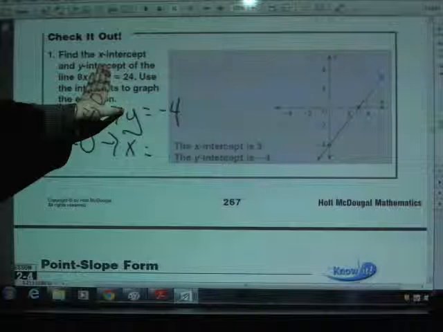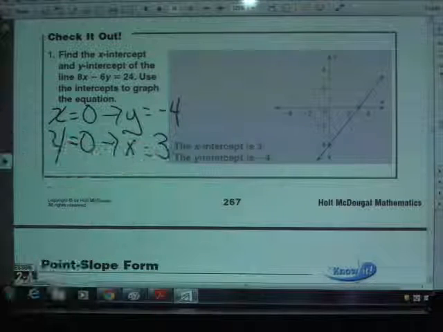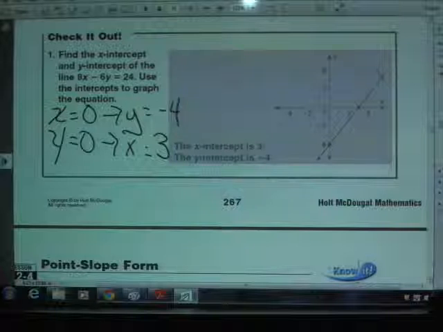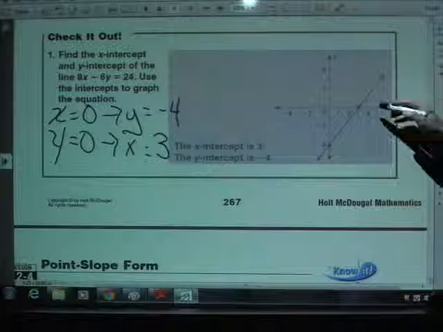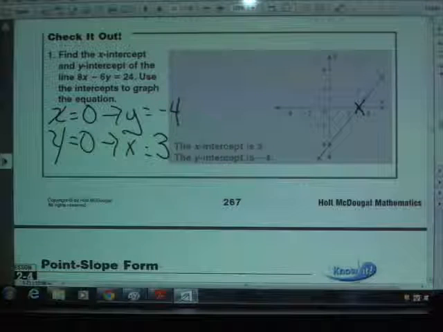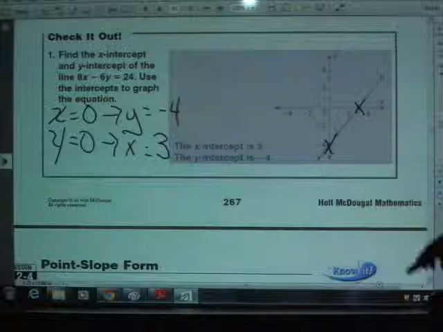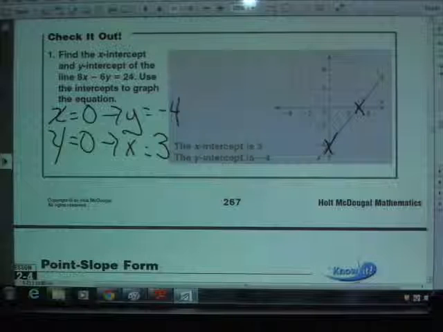What number times 8 is 24? Well, we know that 8 times 3 is 24. So my x value is 3 here. And that's what I'm going to go ahead and graph. My x value is 3, so on the x-axis, it's going to cross over at 3, which is this point right here. My y value is -4, which means my y-intercept is -4. That's this point right there. We connect our 2 points, and you have the line that you see on the screen.